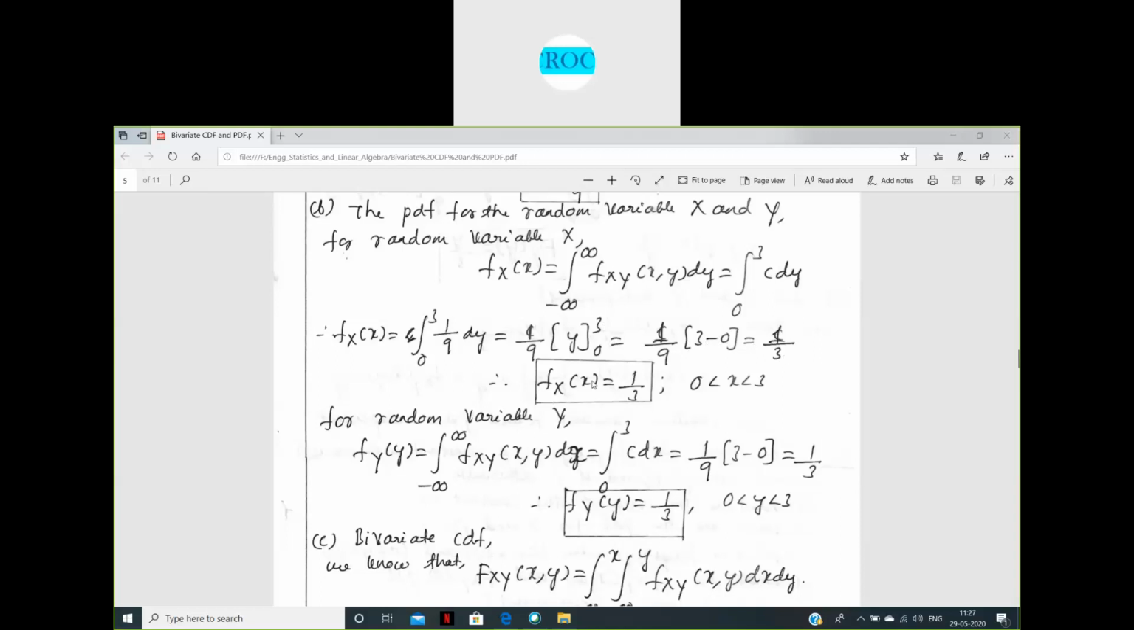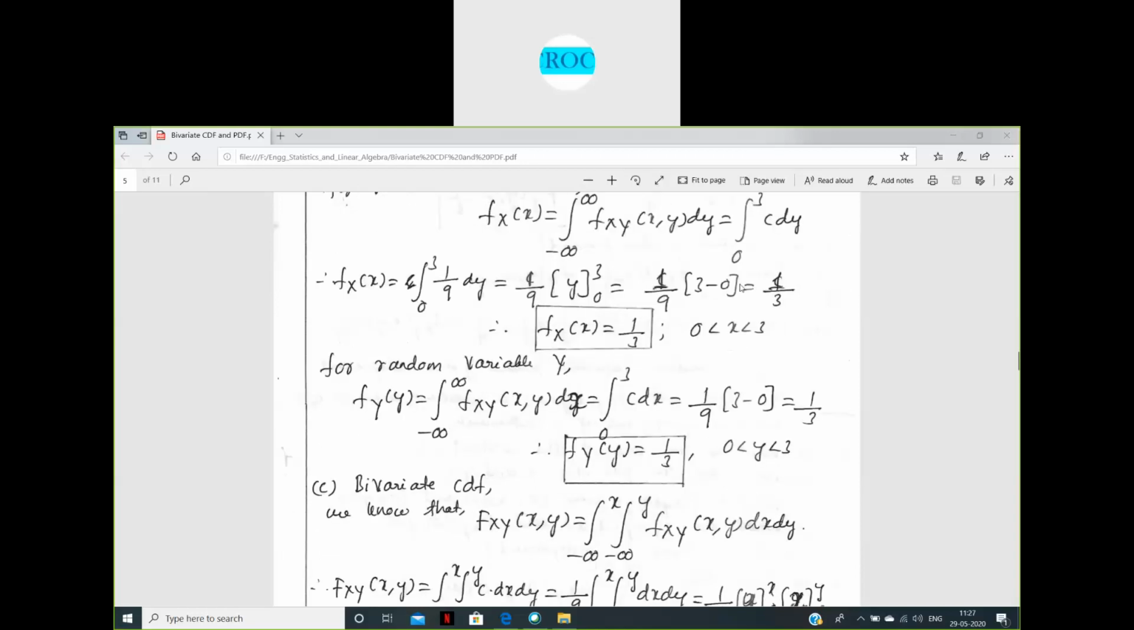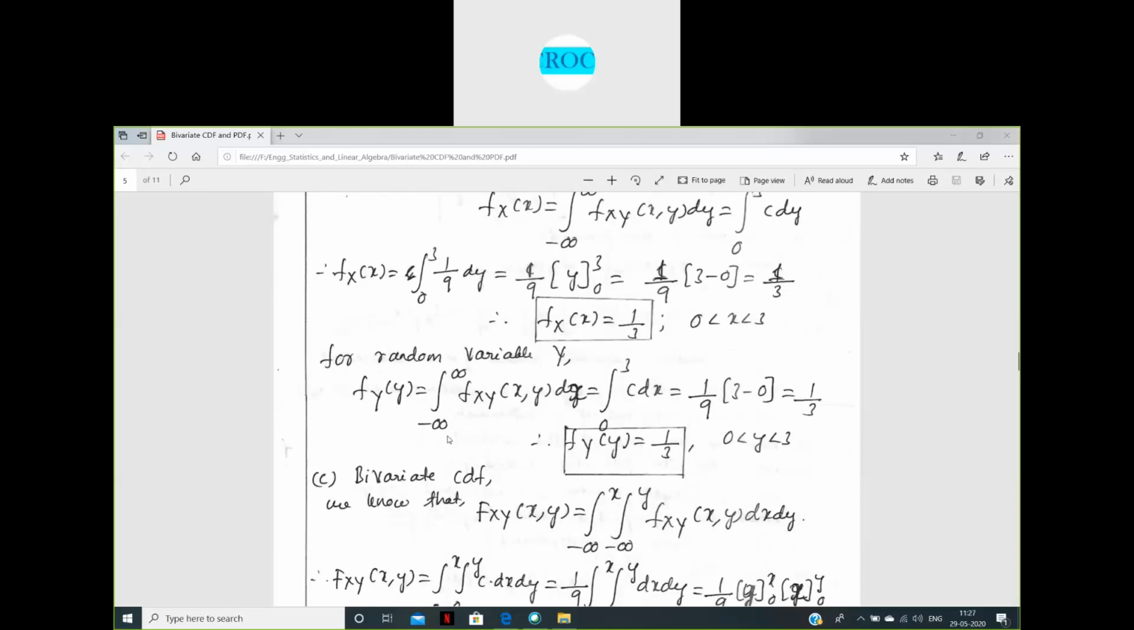So what we have is fX(x) = 1/3 for 0 < x < 3. Similarly, how do you calculate the PDF for random variable Y? fY(y) is the integration from minus infinity to infinity of fXY(x, y) dx. Now what are the limits for this? 0 to 3 of c dx. The value of c is 1/9. Since the limits are 3 minus 0, we get 1/3. So the PDF for Y is equal to 1/3 for 0 < y < 3.